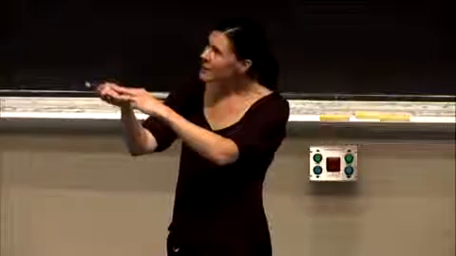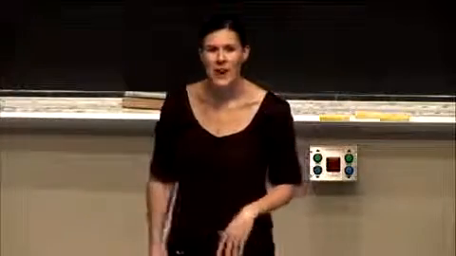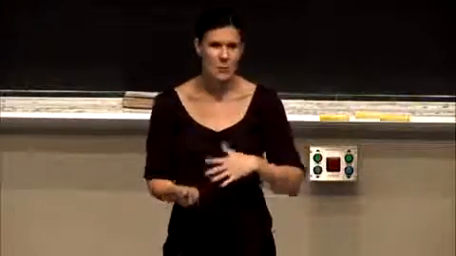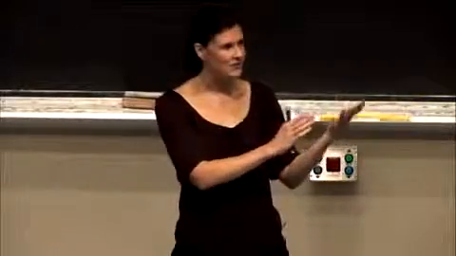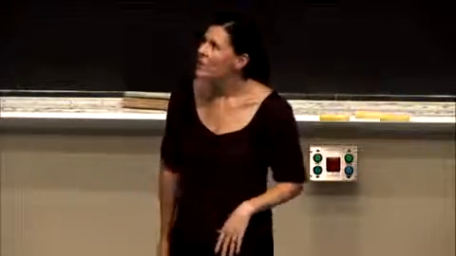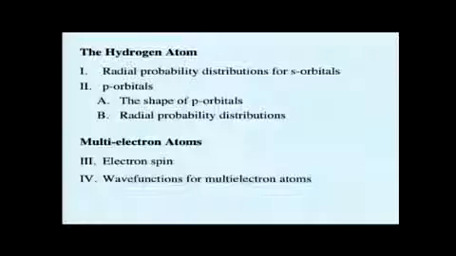We'll start with talking about the shape, just like we did with the s orbitals, and then move on to those radial probability distributions and compare the radial probability at different radii for a p orbital versus an s orbital. And once we do that, we're actually going to move on to multi-electron atoms.